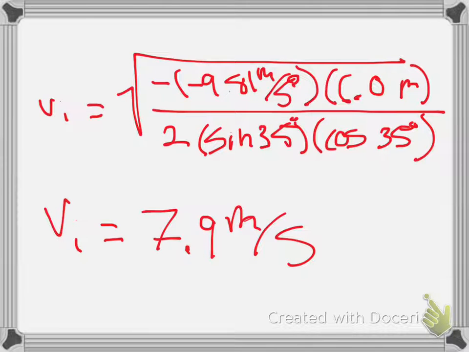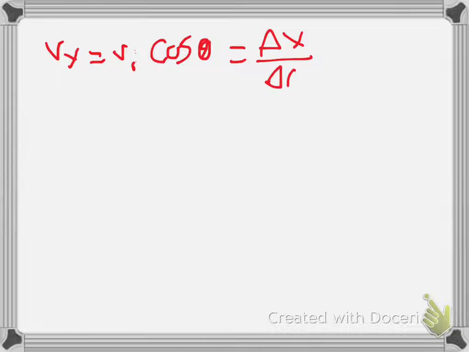We'll walk back through these steps a little more slowly. So the first equation is just one of the kinematics equations where velocity of x is equal to initial velocity times the cosine of theta. And then we know that velocity x is also equal to a change in x over a change in time, because that's just our basic equation.